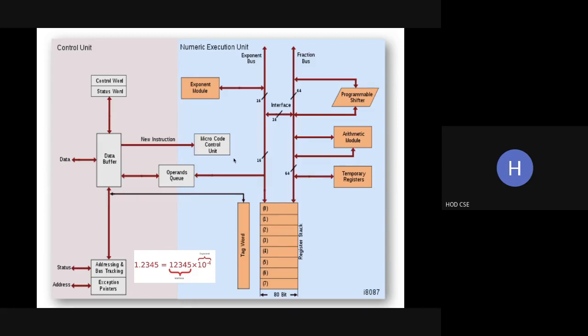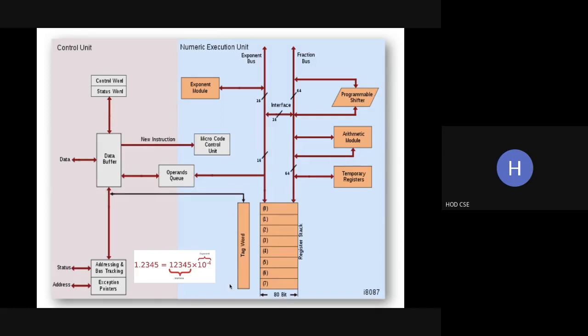Next, coming to the numeric execution unit, it's a great part of this. In this, all the operations are performed. Here we have registers. In the 8086 we have AL, BL, CL like this, no register stack. But here we have a register stack. Here we have 8 registers available, registers 0 to 7, and every register is 80 bits.